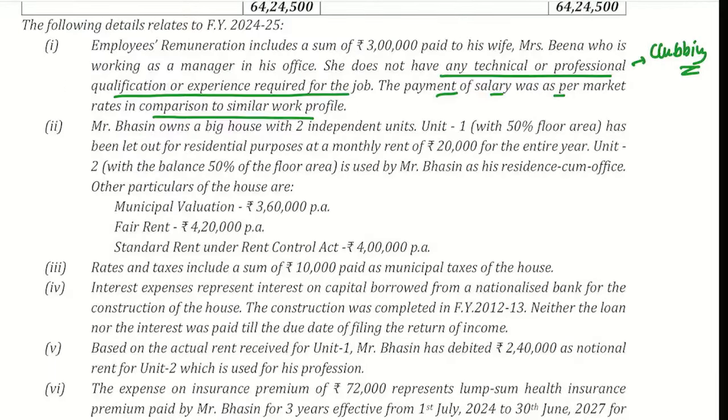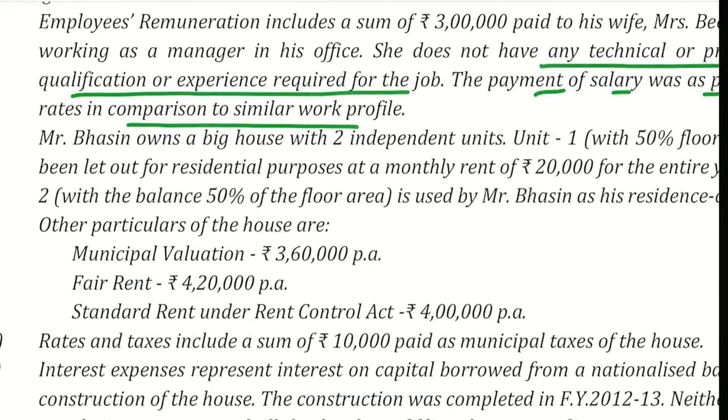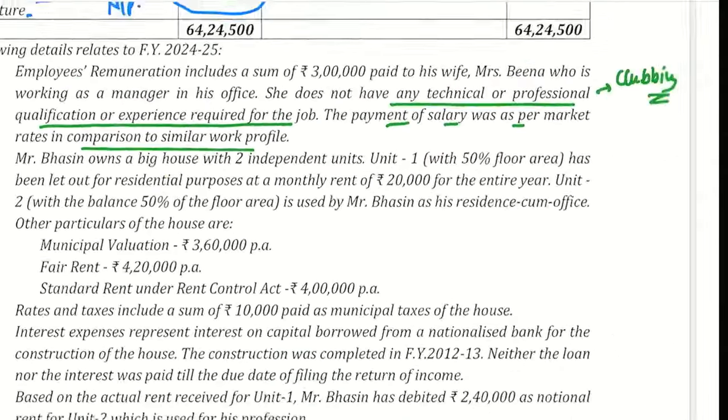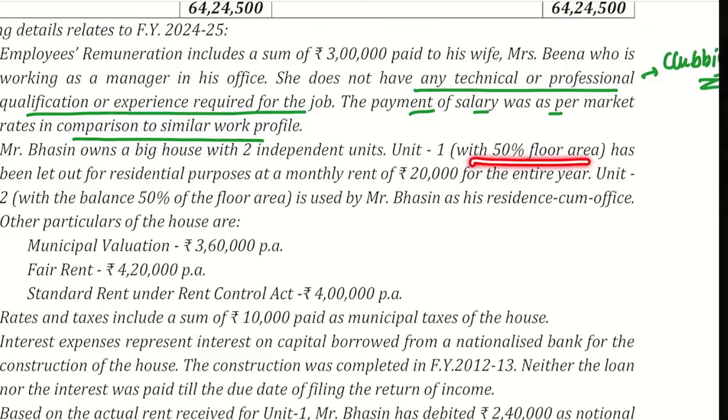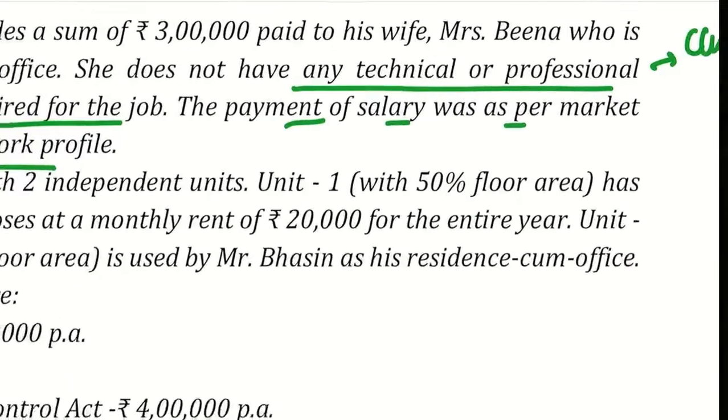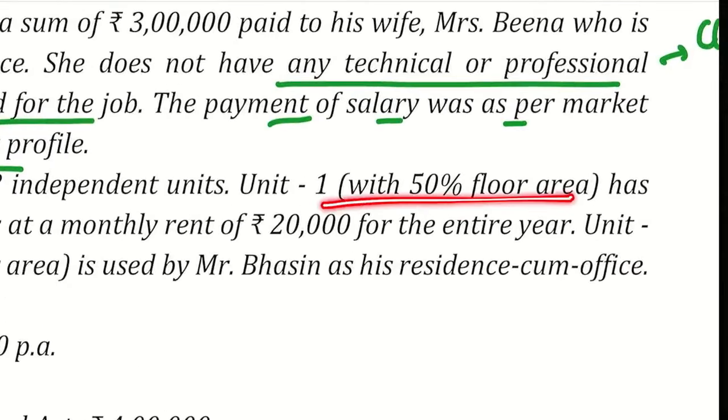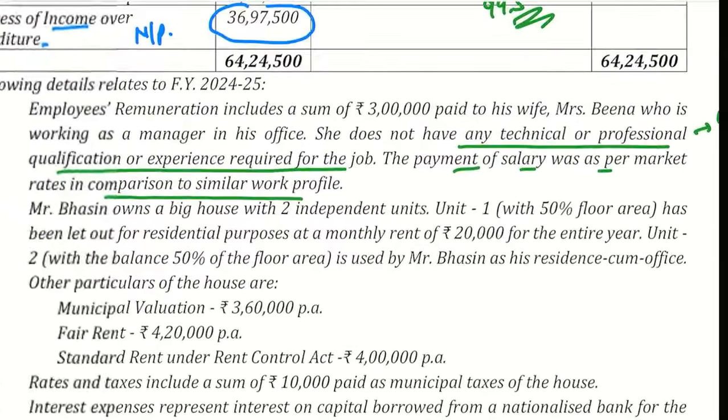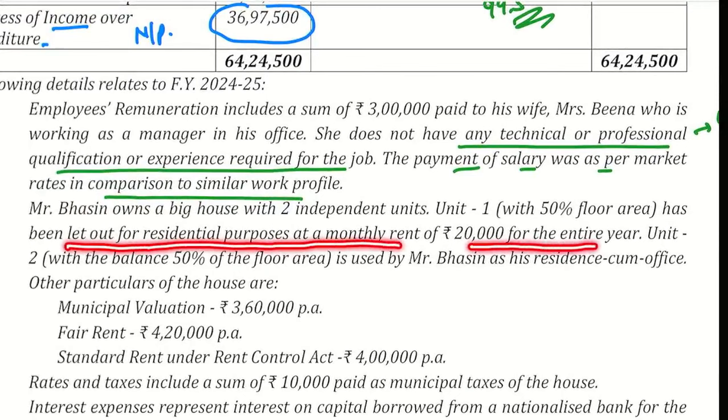I'm reading it again. Mr. Bhasin owns a big house with 2 independent units. Unit 1 has 50% floor area, so it obviously makes sense that unit 2 is also 50%. It has been let out for residential purpose at a monthly rent of 20,000 for the entire year. And this unit 1 is let out for rupees 20,000 per month.